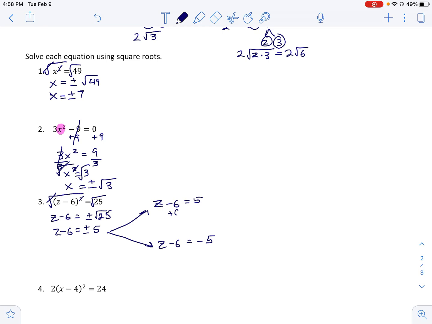So we're going to add 6 to both sides of the equal sign. So z is equal to 11. We're going to add 6 to both sides of the equal sign, and z is equal to 1.